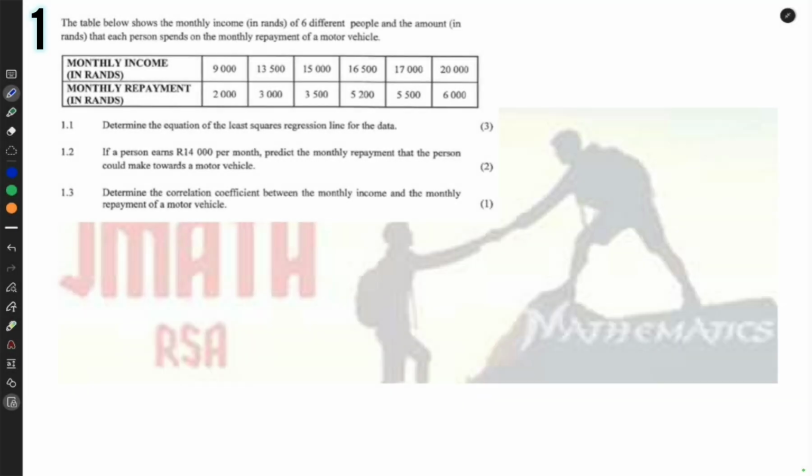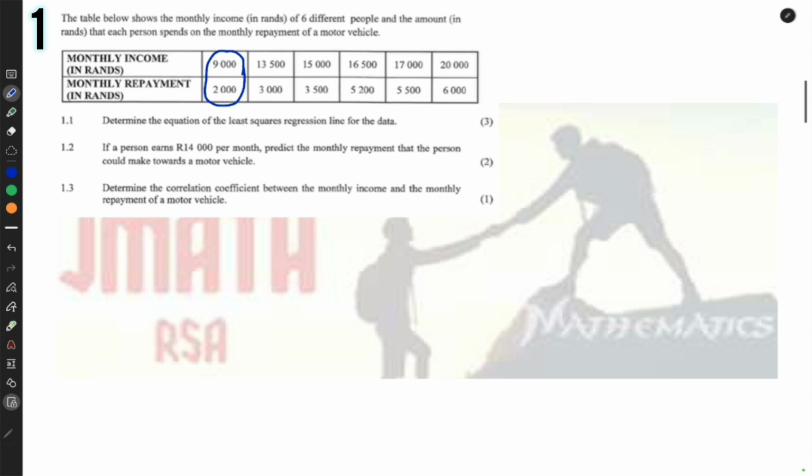The table below shows the monthly income of 6 different people and the amount that each person spends on monthly repayments of a motor vehicle. Now you can see the data is connected. So the person that earns 9,000 can spend 2,000 on monthly repayments and so forth. Determine the equation of the least squares regression line of the data. We're going to go to the calculator.